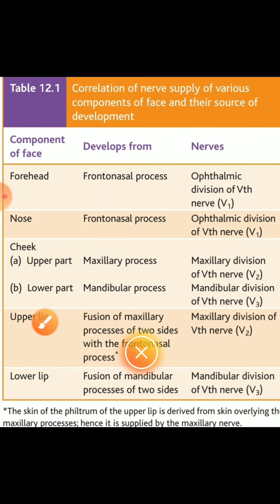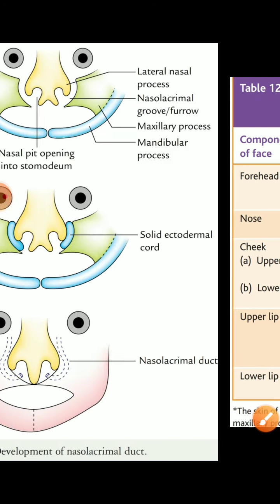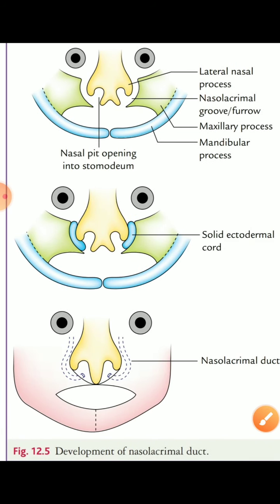The upper lip, by fusion of the maxillary processes of the two sides with the frontonasal process, is again supplied by the maxillary nerve. The lower lip is formed by fusion of the mandibular processes of the right and left side. The nerve supply is the mandibular nerve. This is how things occur.